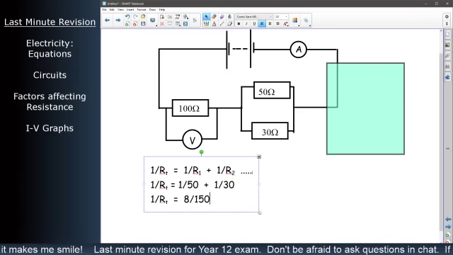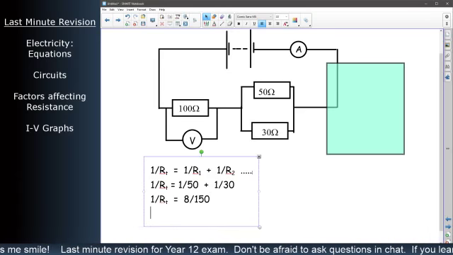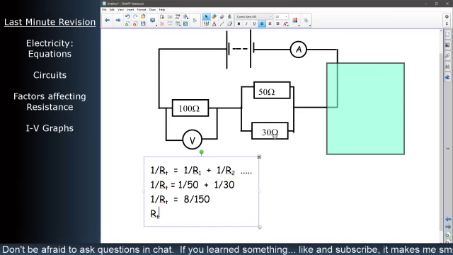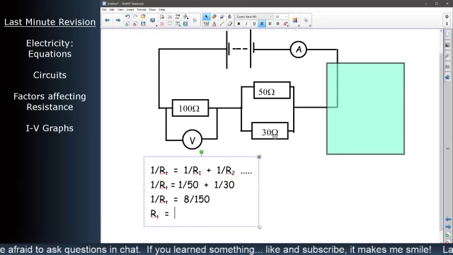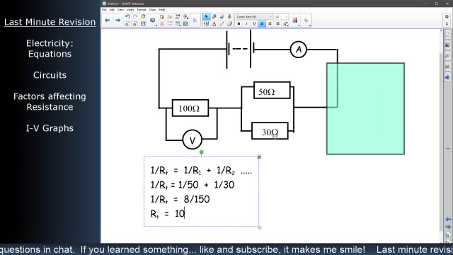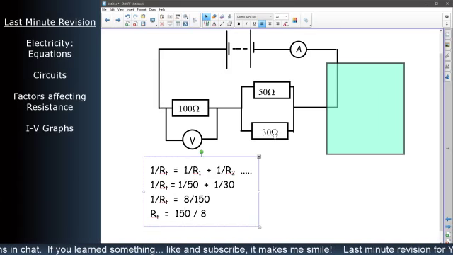You'll be able to simplify that down because it's certainly going to at least divide by 2, but that doesn't matter. The important bit is that's not the answer, and you should know that. 8 over 150 is a really small number, and 50 and 30 are not that small. So you don't get tricked in an exam. 1 over R total is 8 over 150, so R total is the inverse of that. That's 150 divided by 8.